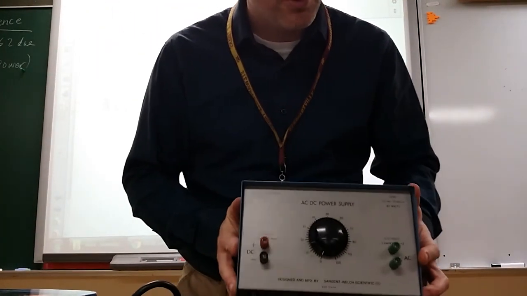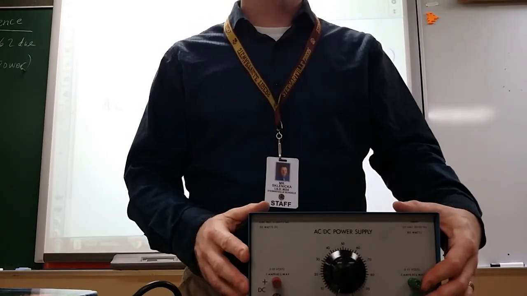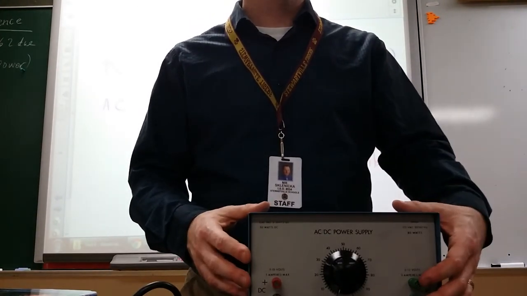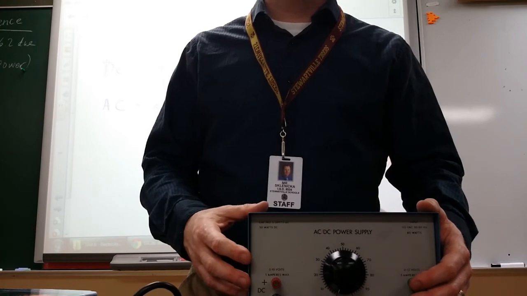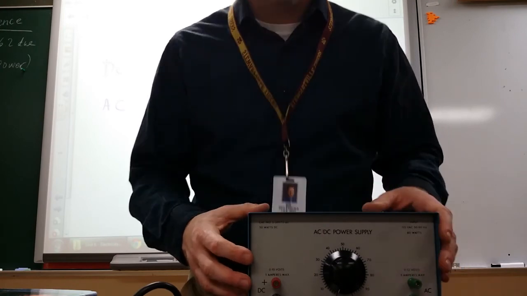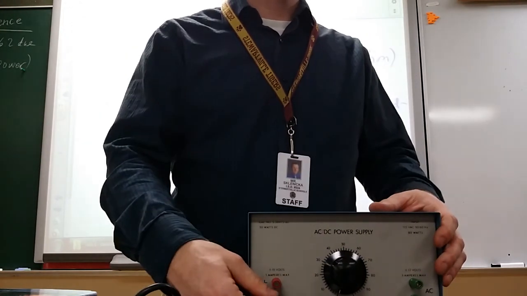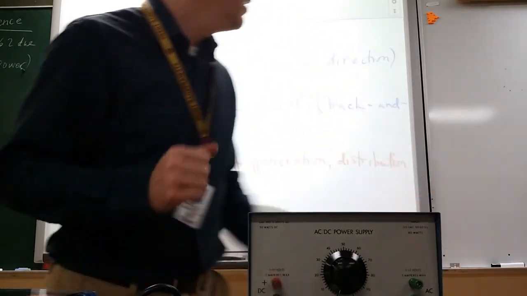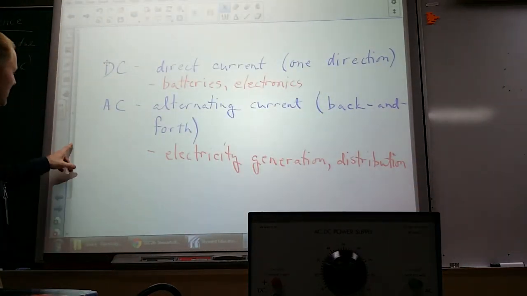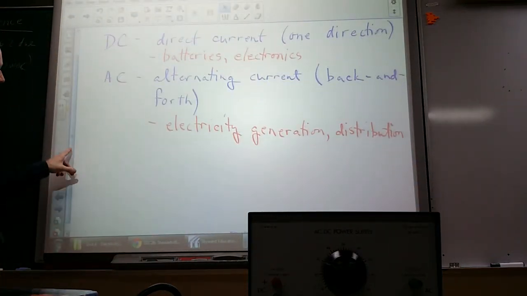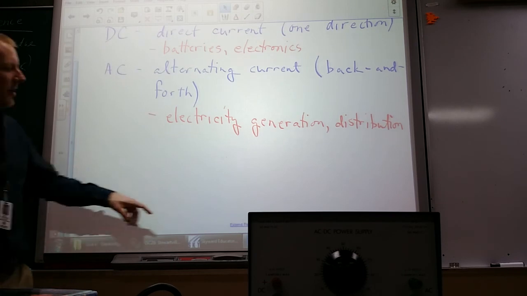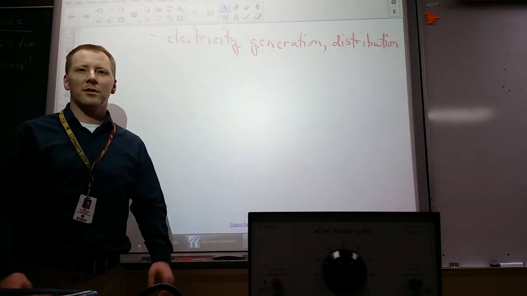Now, this has 2 ports. It can produce varying voltage here, alternating current. We really don't use this setting though. We use the direct current. We're going to use this stuff and a couple more things to create a very, very simple circuit today.